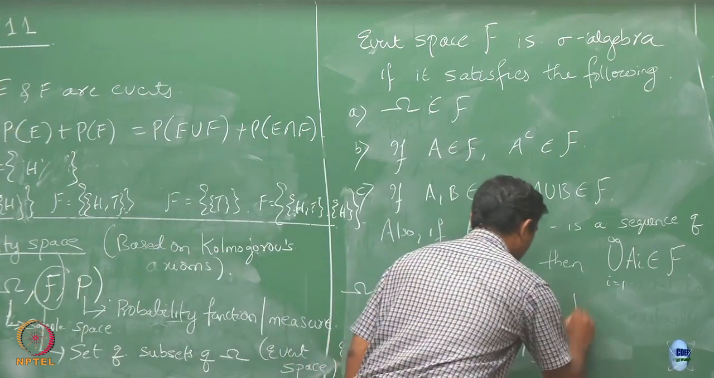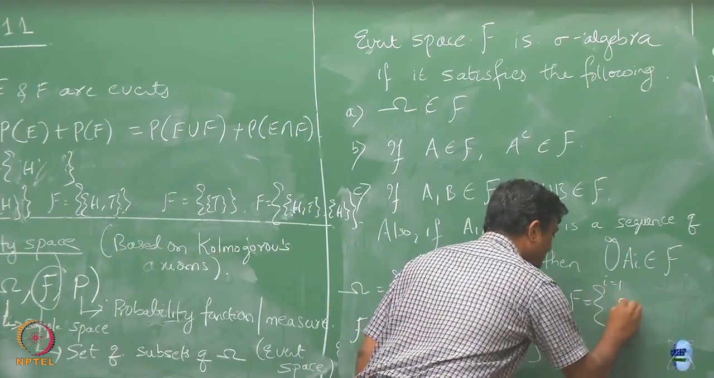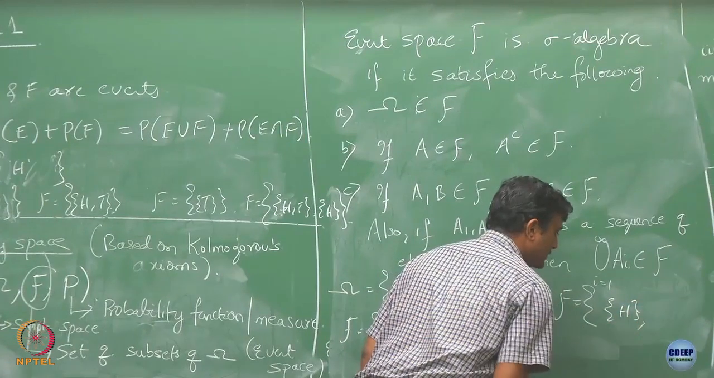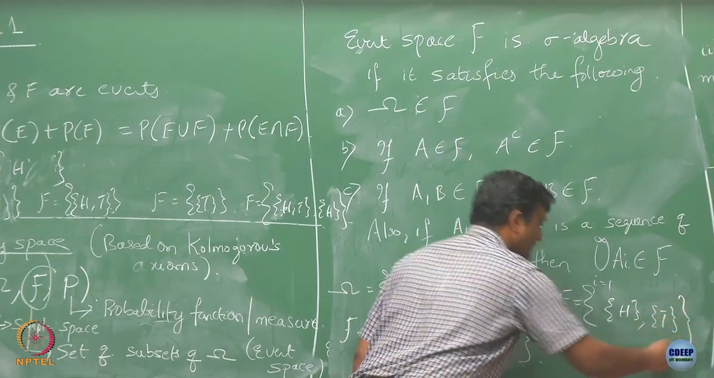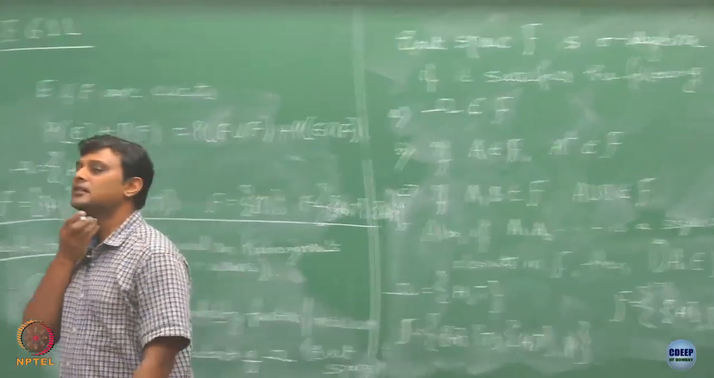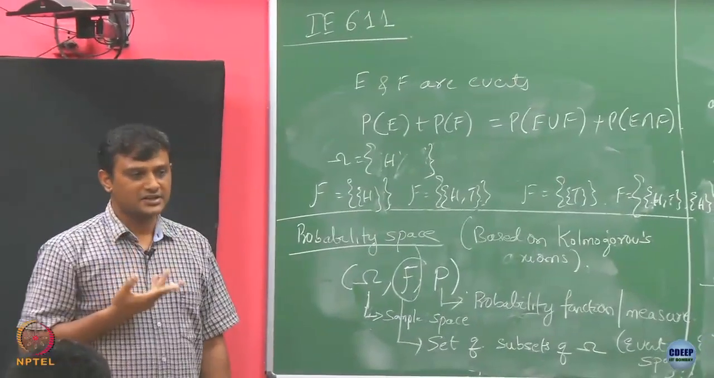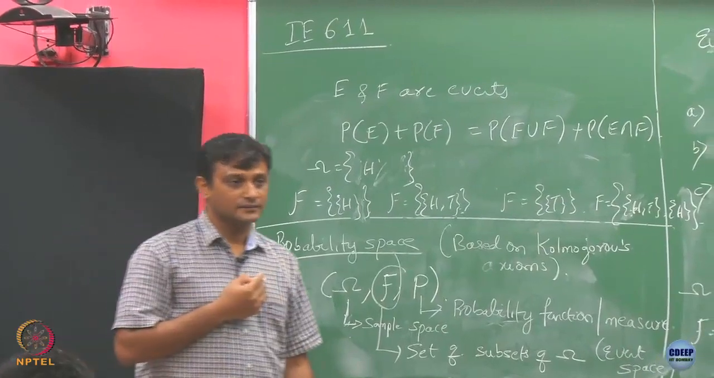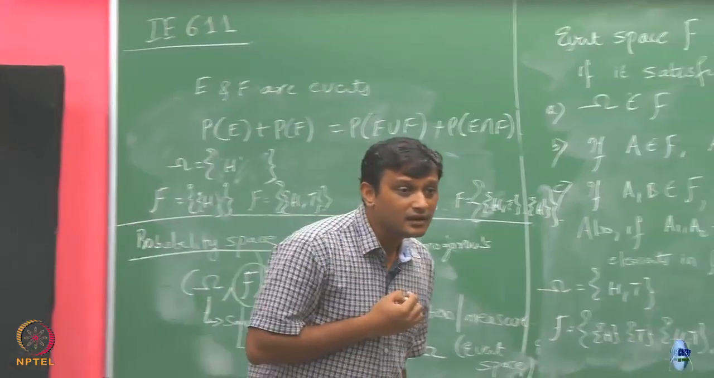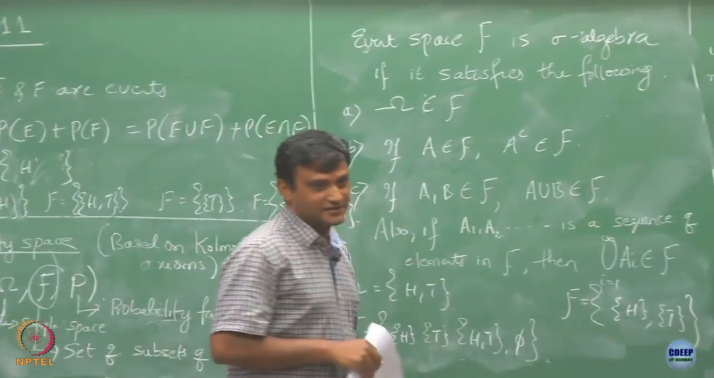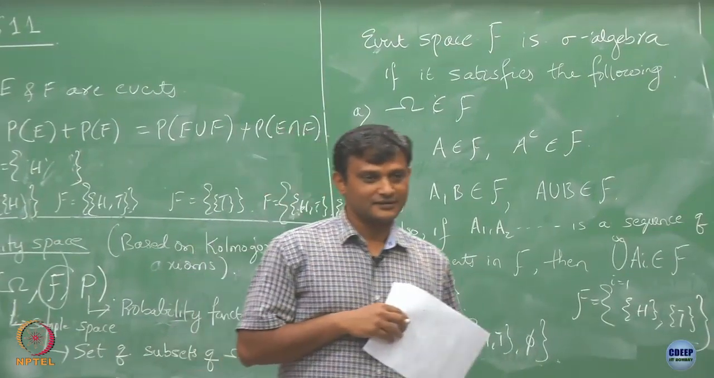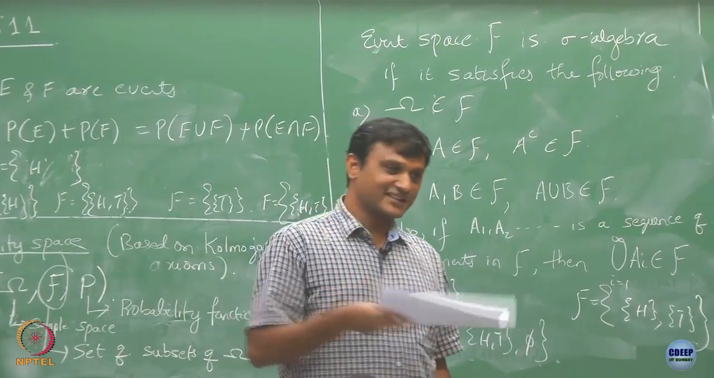Now let's take another, H and T. Is this a sigma algebra? No. So right away the first condition is violated, right? The meaning of sigma algebra is simply this definition. I'm telling you this is what it is, then you are asking what that is?